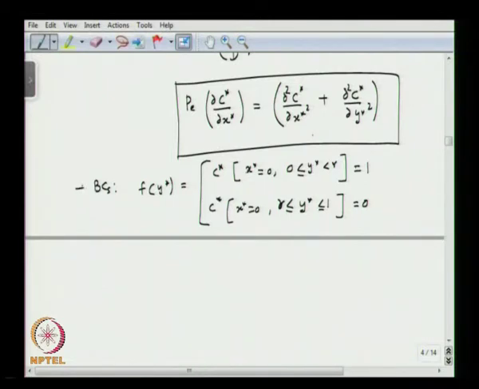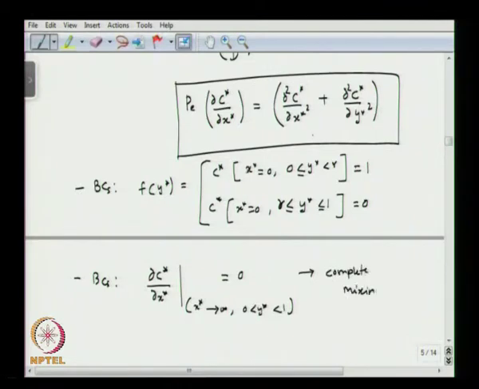Now the boundary condition at the outlet, when complete mixing will happen, then del C star over del x star at x star tending to infinity and 0 less than y star less than 1, this will be equal to 0. So that says complete mixing, okay. So there is no variation of concentration along x direction, okay.